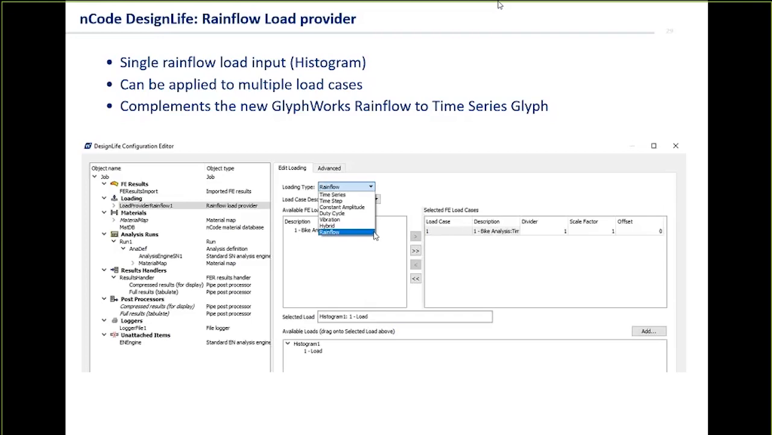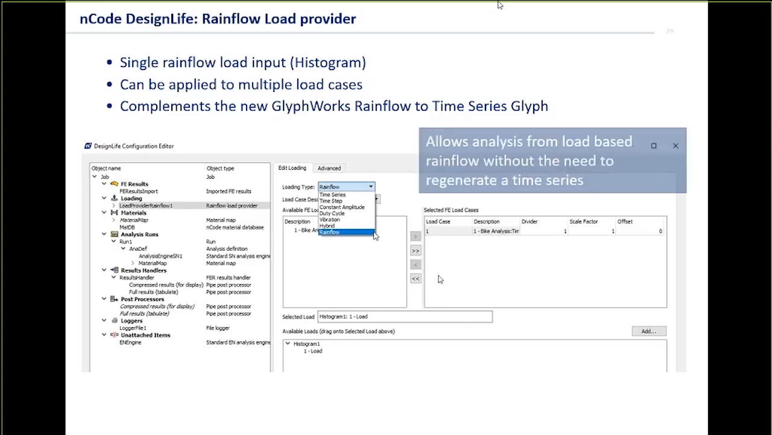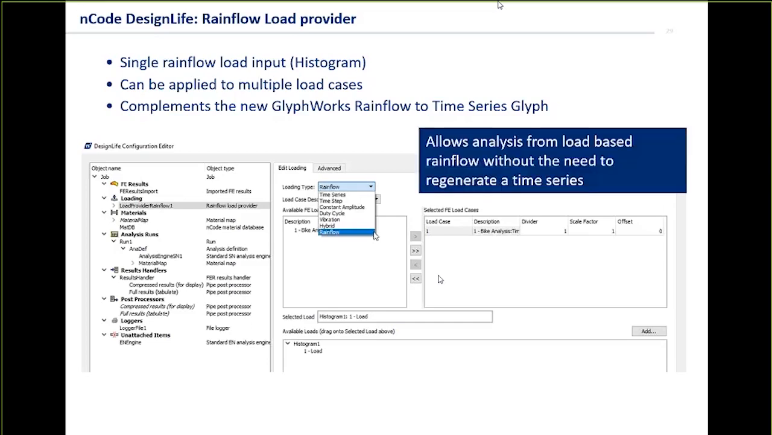But if you want to do nonlinear FE, then you have to do the Rainflow to time series glyph and then use the time series directly. A couple of restrictions for this: you can only have one Rainflow matrix as an input, so you'll see the interfaces change slightly, and you can only select one load. But that can be applied to multiple load cases from the FE. So you can only use one load, but you can apply it to multiple locations in your model. That allows you to use a load-based Rainflow directly, without the need to regenerate a time series, if it's applicable and you've got a linear FE.